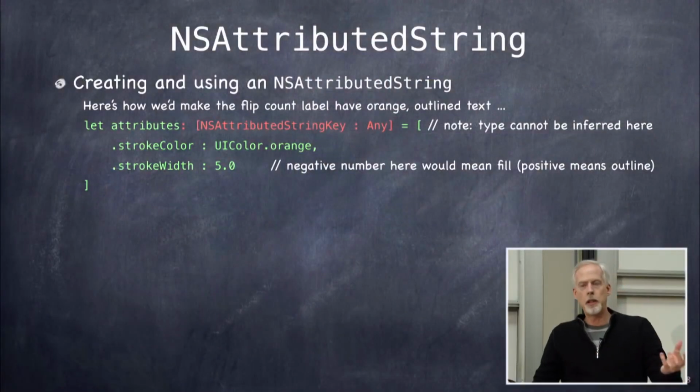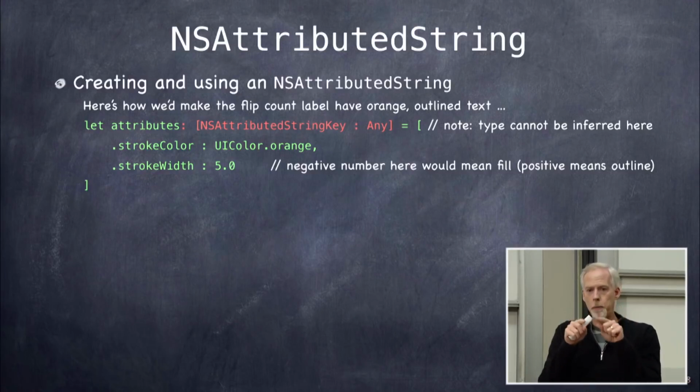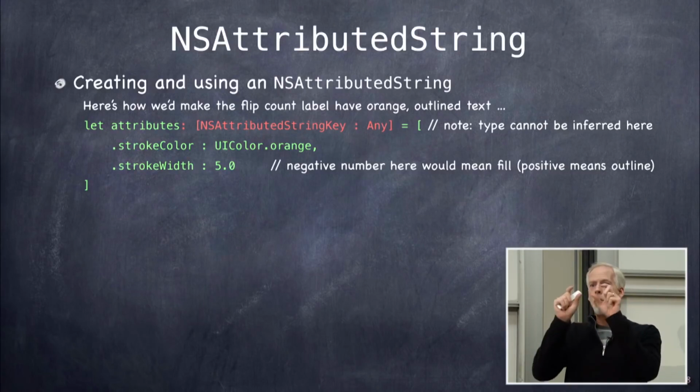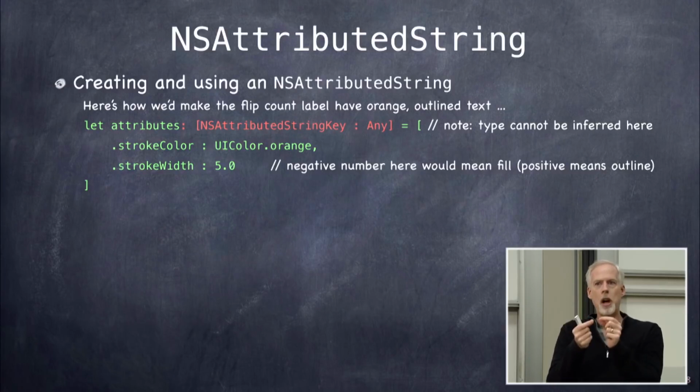All right, so now that I've declared the type to be a dictionary with NS attributed string keys and Any as the value, I can make my dictionary. Stroke color is obviously the color that it strokes the outside of the text. There's also foreground color, which is the color it puts inside the text, the fill color. There's also background color, which is like if you had a highlighter, that's the background of it. There's also stroke width. If it's a positive number, it outlines. If it's a negative number, the character is solid. Okay, you'll see that. We're going to do a demo of that.